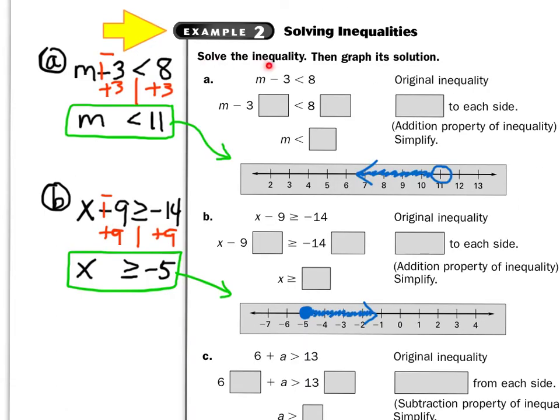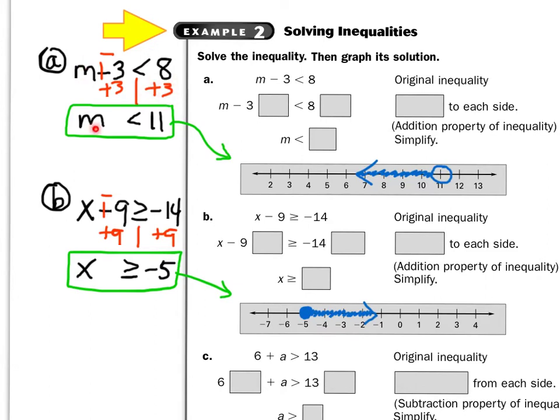Okay, now we're going to solve them and then graph the solution. So take a look at A. M minus 3 is less than 8. So I wrote it over here. M minus 3 is less than 8. Then grab your red, add a line, change the sign. So we want to get rid of adding -3. Well, we're going to add a +3 on both sides to get rid of it.